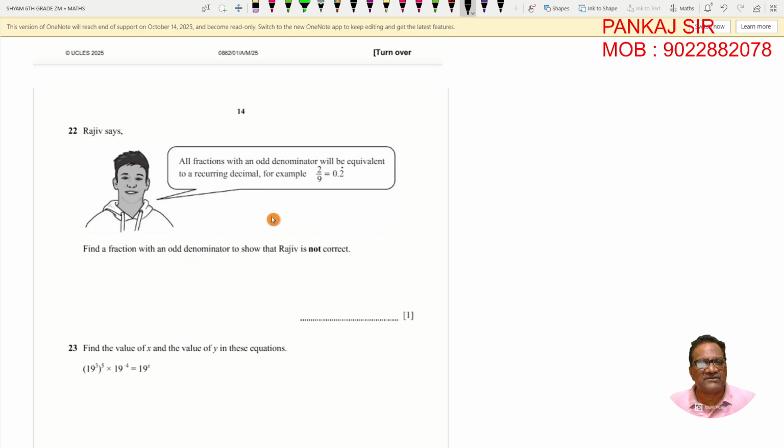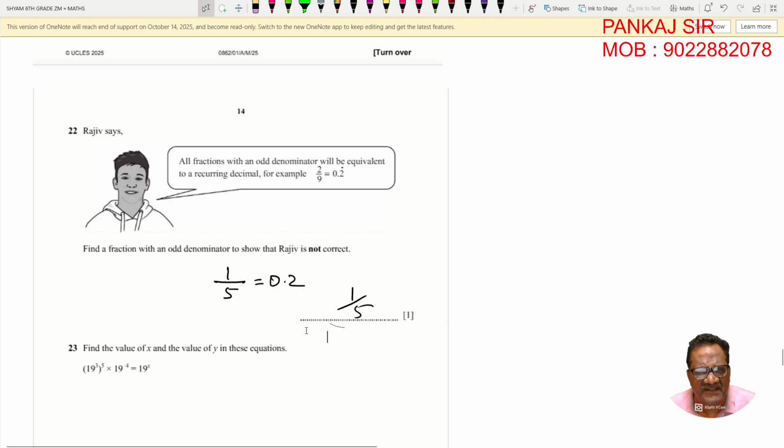Okay, so let us take one example. Let us take, say, 5. 5 is an odd number. And numerator you can take anything, so I am taking 1. So taking 5 in the denominator, 1 upon 5 is equal to 0.2. Exactly 0.2 I am taking. So this is not a recurring. So the fraction with an odd denominator is 1 upon 5. This fraction is not leading me to a recurring number. Okay, so this is the answer for that. Here again the answer can vary.